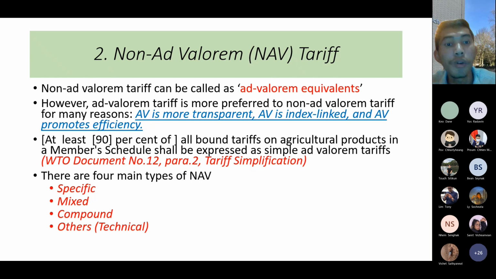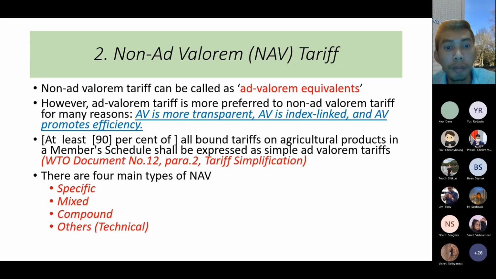So we are very motivated and encouraged to export more. It promotes efficiency of production in the country that exports while facing the AV tariff imposed by the other party. Because an AV tariff, an ad valorem tariff, is based on the price of the good, it is very easy, very transparent, very index linked, and promotes efficiency.